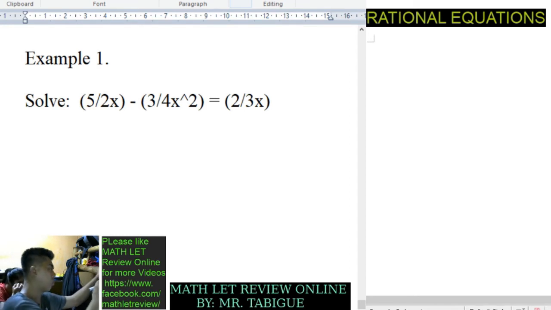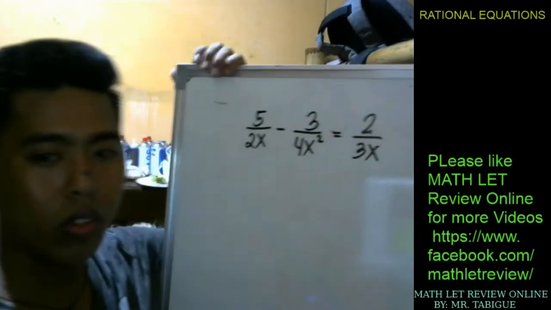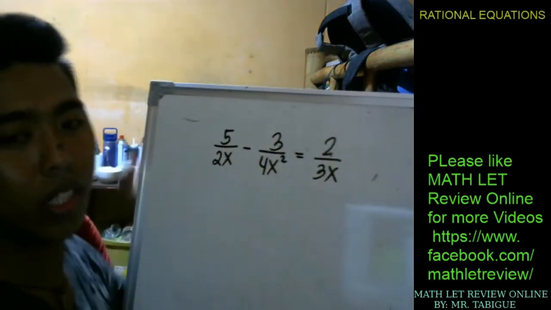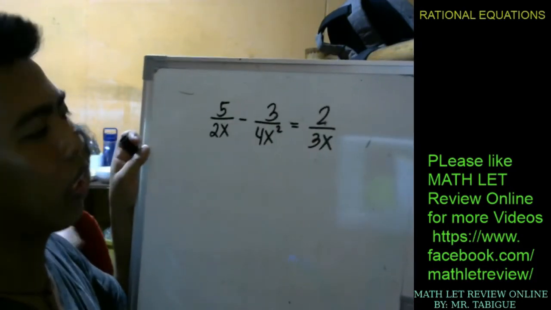So, let's solve these rational equations: 5 over 2x minus 3 over 4x squared equal to 2 over 3x. Okay, let me solve a little so you can see, same as what I said.